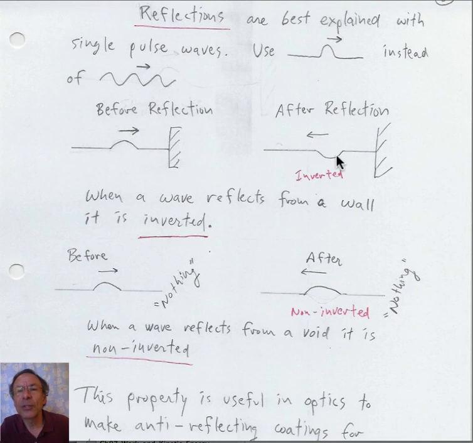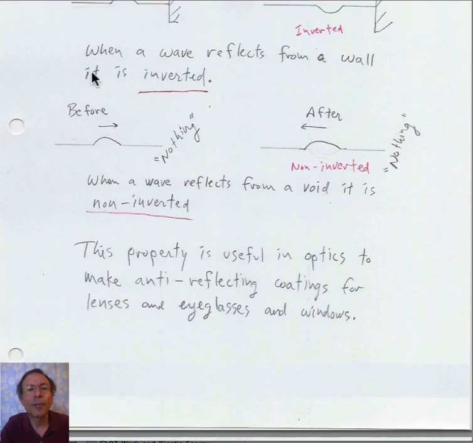And after the reflection, the pulse is the mirror image, the up and down mirror image of the original pulse. We say it's inverted. On the other hand, if you have a pulse going to nothing, the end of the rope or spring or whatever is attached to quote unquote nothing. Now, to be honest, nothing doesn't work very well because you need something to maintain the tension in the spring or in the string.